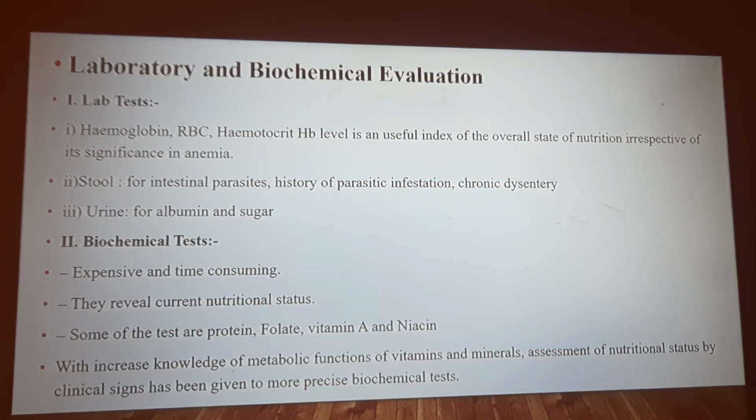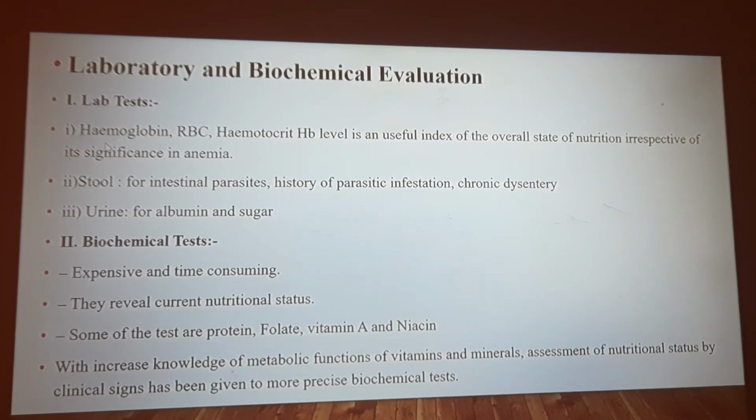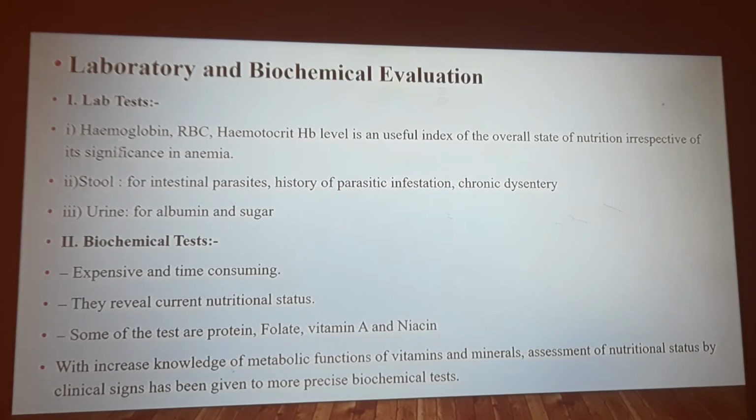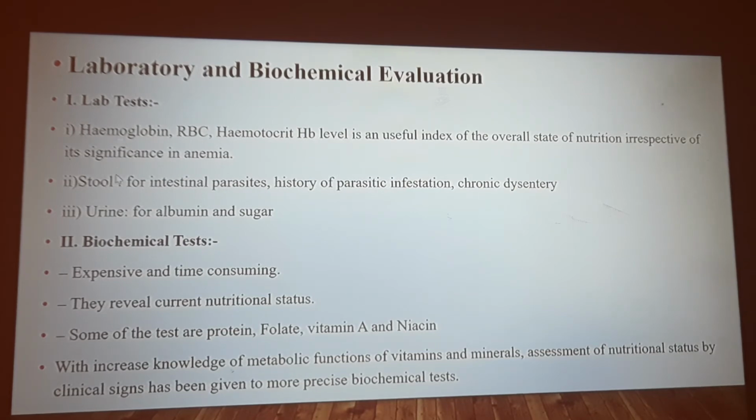Next is laboratory and biochemical evaluation. Through laboratory and biochemical evaluation also, we can assess the nutritional status. The first one is lab tests, that is all blood tests like hemoglobin and RBCs. This is a useful index of the overall state of nutrition. Through the RBC and hemoglobin tests we can find out if the patient has any anemia.